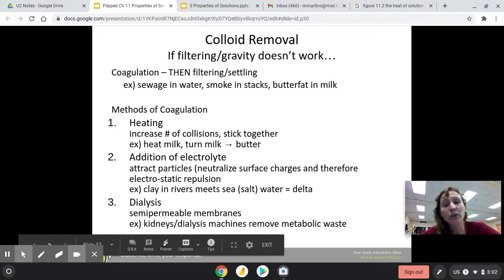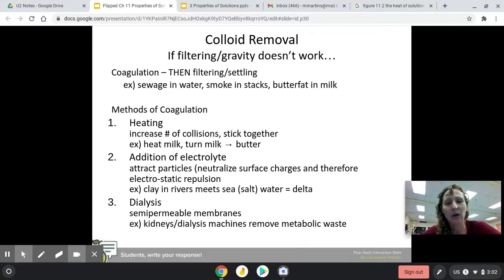Okay, colloid removal. Since you can't use gravity to pull it out, you can't use a filter to pull it out. There are methods of colloid removal, and we call them coagulation. So getting these particles to stick together to be a big enough particle that gravity could pull it out or we could filter it out is usually the method that we go through.